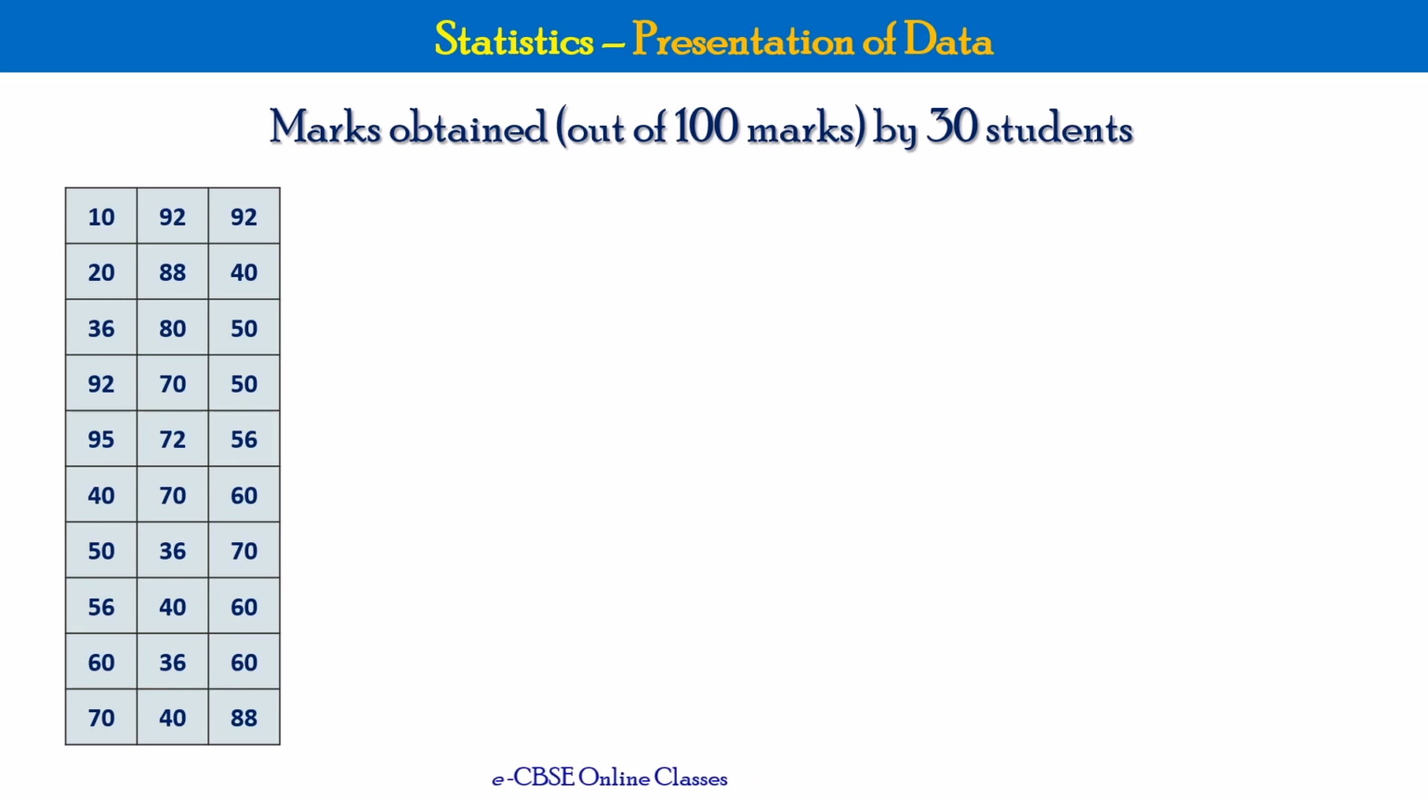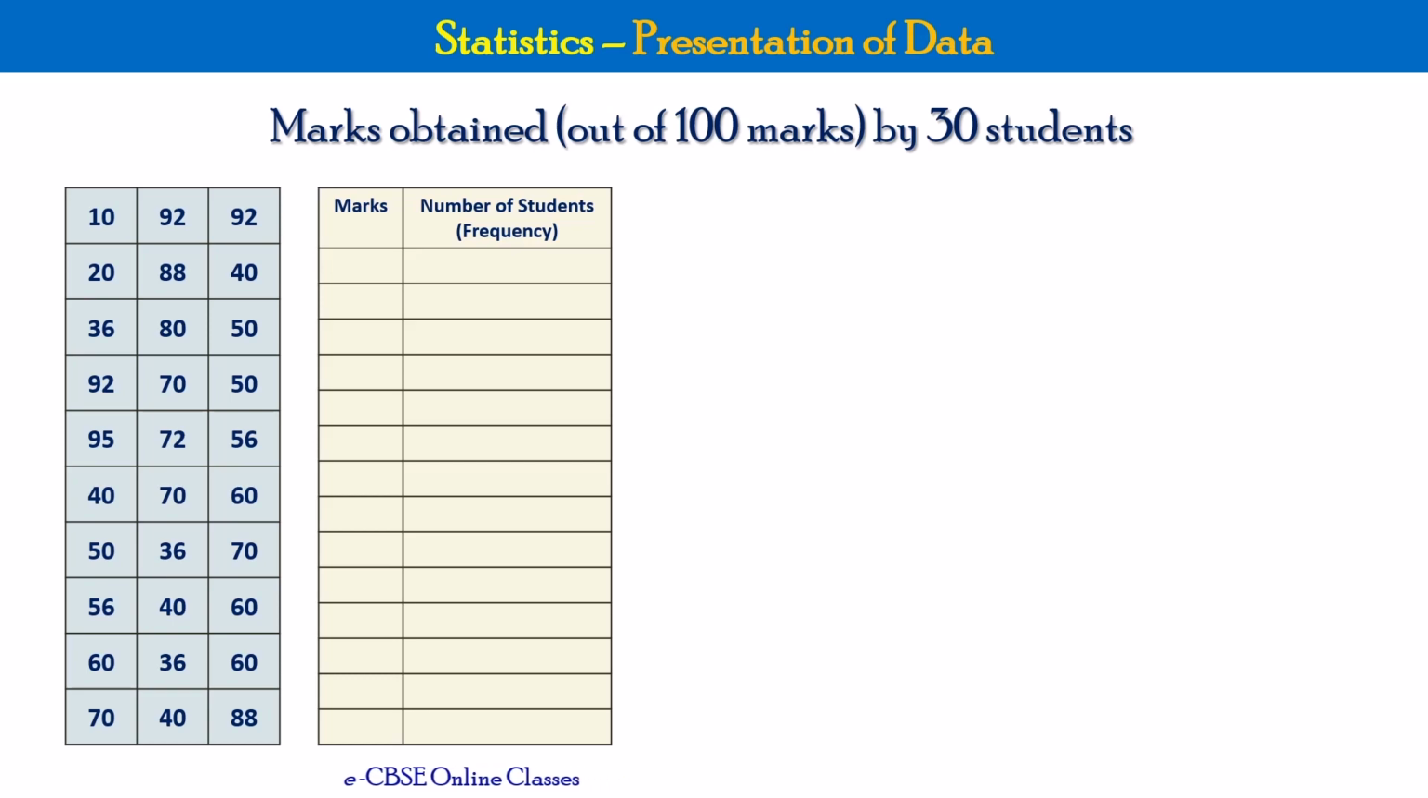Now let me try to make a table here like this. The first column is marks and the second column is the number of students who got that score. So this column I'm calling frequency. So frequency is a term in statistics that we very frequently use. Now what is the minimum number here? 10, correct? How many people got it?